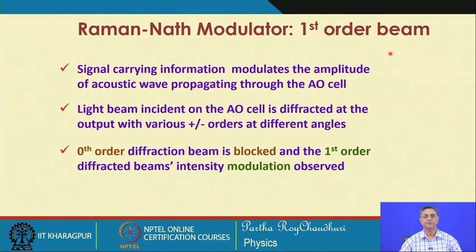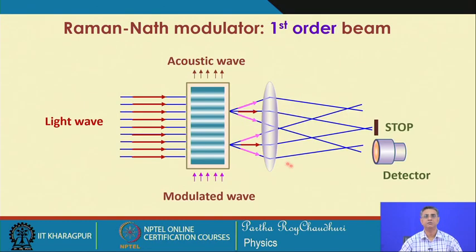Now, we will see the modulation property if we employ this first order diffraction beam. A signal carrying information modulates the amplitude of the acoustic waves propagating through the acousto-optic cell, and that will modulate the incident optical power into various diffracted orders, plus orders and minus orders. The 0th order diffracted beam is in this case blocked, and we look at only the first order beam and look at the modulation, because it is not the range only, but you have to see how fast it is falling to 0 and what is the diffraction efficiency.